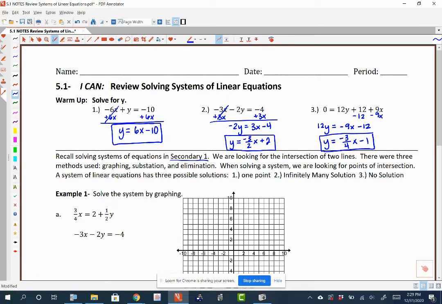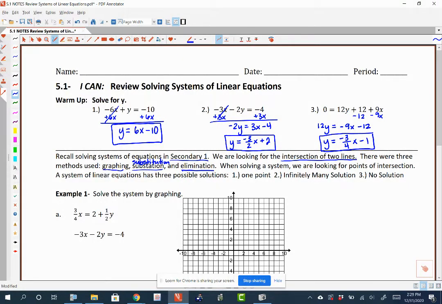Remember, we're looking for an intersection. When we solve a system of equations, we're looking for an intersection of two lines. And there's 3 different ways that we're going to do this. We're going to graph. We're going to do substitution, and we're going to do elimination.